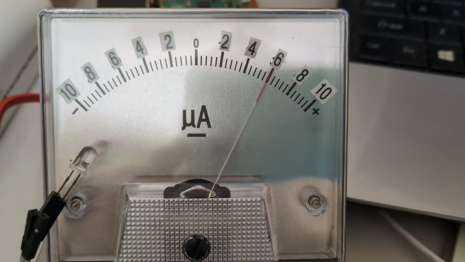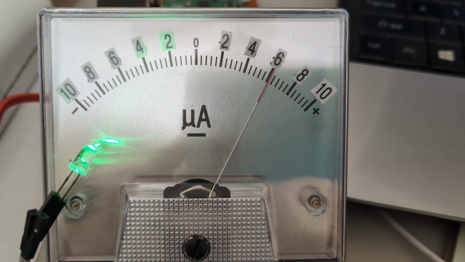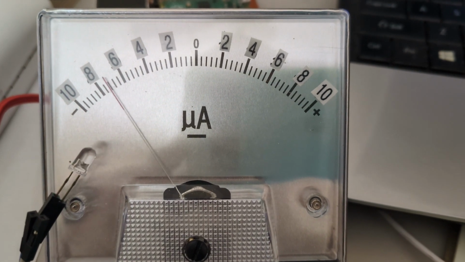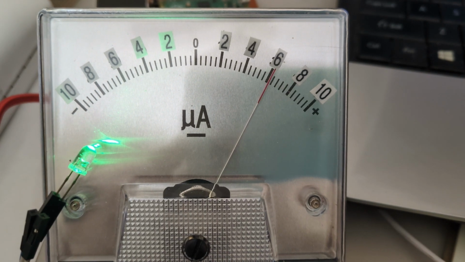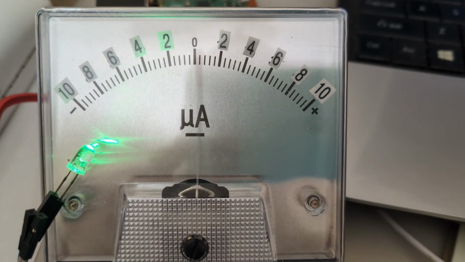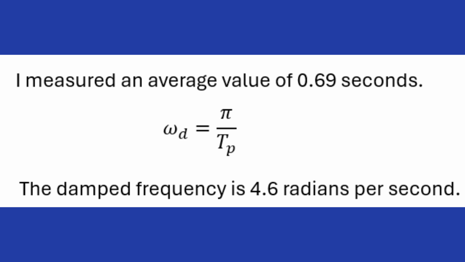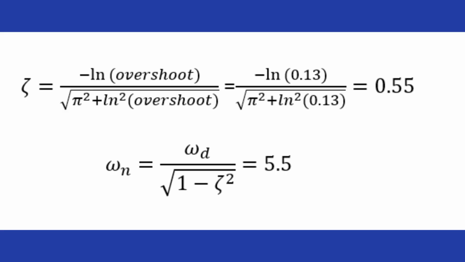Characterize the meter dynamics. Apply a minus 6 volts to plus 6 volts step or square wave. Measure the time to the peak value. I used an LED to indicate the start. Also measure the peak voltage. Calculate the damped frequency in radians per second. The overshoot is the voltage above plus 6 volts, minus 6, divided by 12. Calculate the damping factor and the natural frequency.